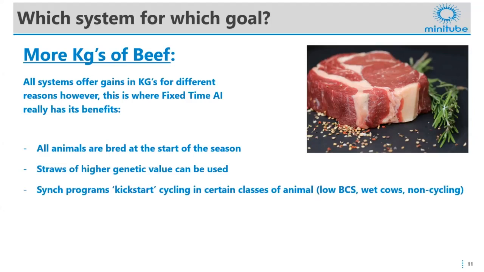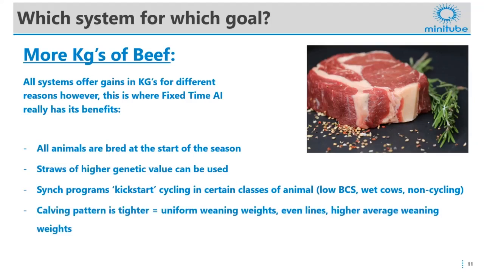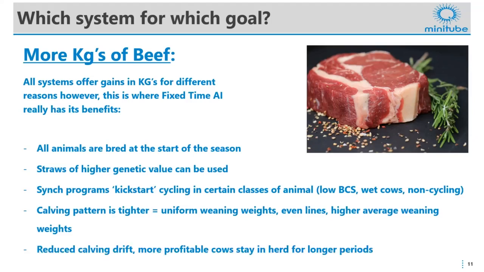When you're working with these programs, if you have some problem animals in a herd, if they're a bit skinny, if they've got calves with them, then the veterinary programs that you use can actually help kickstart some of these to cycle more so than what they would naturally. So that can be a benefit. Overall, the calving pattern is a lot tighter in these herds, so you get that uniform weaning weight, so they're all a nice, heavy, average weight. And this helps reduce that calving drift.